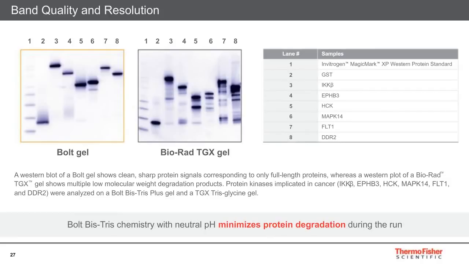The wet gel format of our Invitrogen bold gels allow easy loading of larger sample volumes of up to 60 microliter without any spillover. On the contrary, a Bio-Rad TGX gel shows significant sample spillover at half the sample volume.